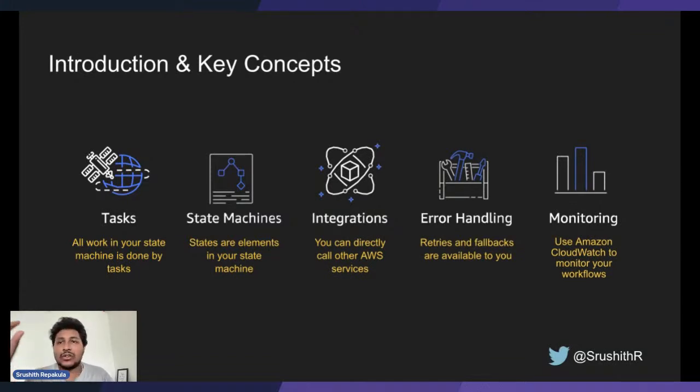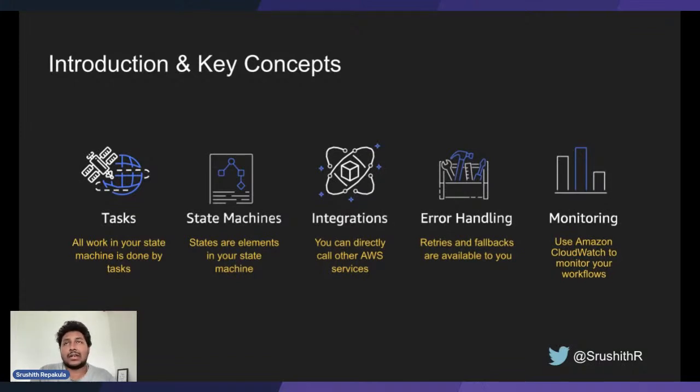So in a step function, there are multiple steps, and over there you have tasks, which is basically the work that you do, like what you want to do. You want to invoke a lambda function, you want to get an item from DynamoDB, and stuff like that. Then you have state machines. The states are elements in your state machine, right? Each state of the state machine, which is what we will be configuring for a step function, is called a state.